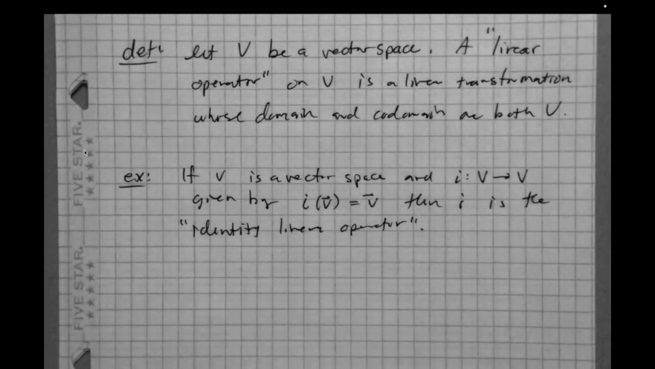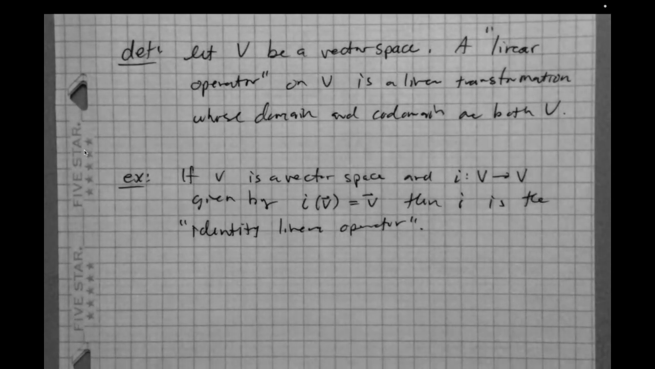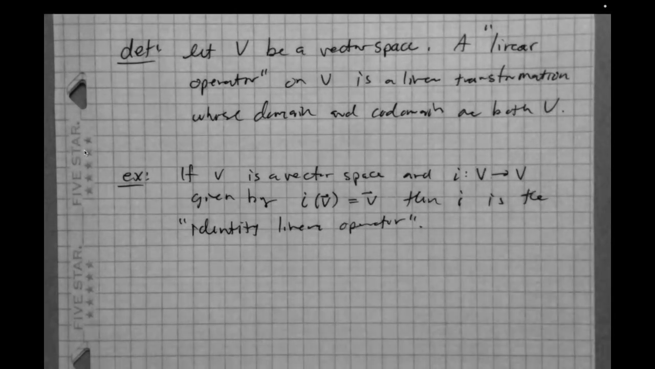Okay, so this is a linear transformation, and it's what's called the identity linear operator. You could show that it's a linear transformation. It's obviously a linear operator because every vector basically stays put, so the domain and the codomain are the same. It's a special case of a linear operator. It's called the identity.